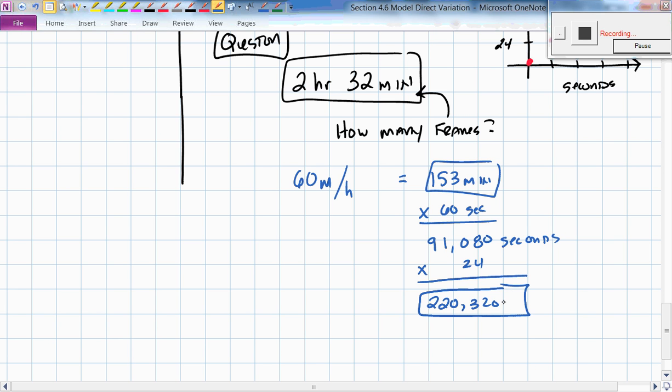Put your hands up. Total frames. That's a lot of frames. 220,320 frames that you've seen from watching The Dark Knight.